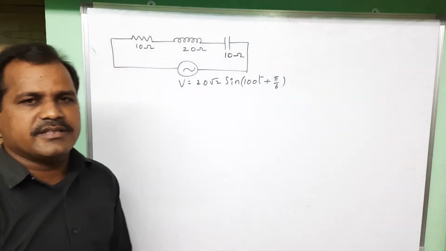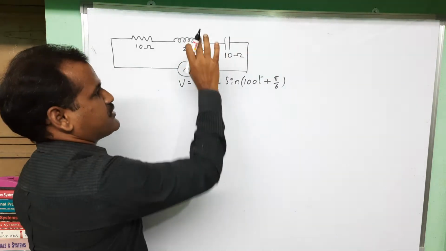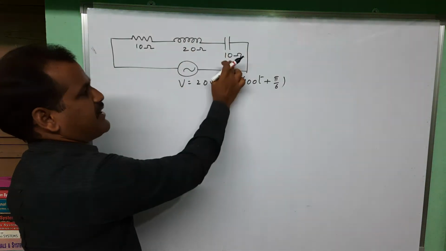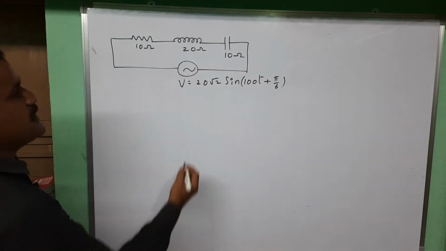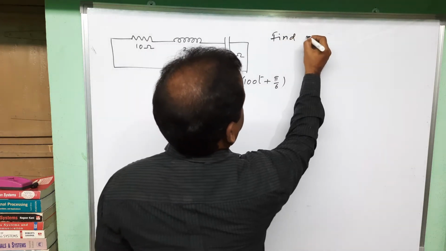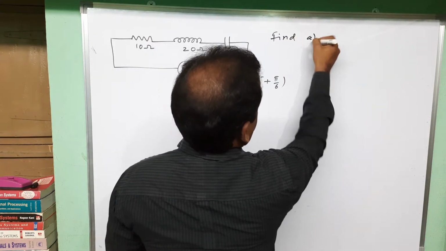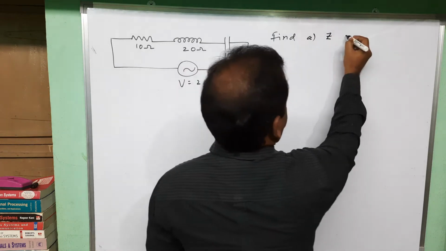Observe here, in this question the inductance value and capacitance values are not given. It is given that the reactance values, that's why the units are ohms here. Fine. So we need to find from this circuit, first, the impedance offered in the circuit.